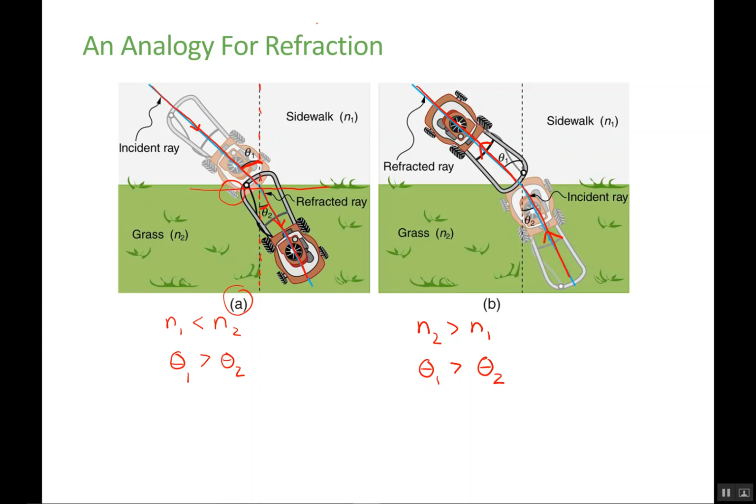It would be nice if we had a way to quantify the relationship between the angle of incidence, the angle of refraction, and the indices of refraction of the two materials on either side of the boundary. And we do. It's called Snell's law.